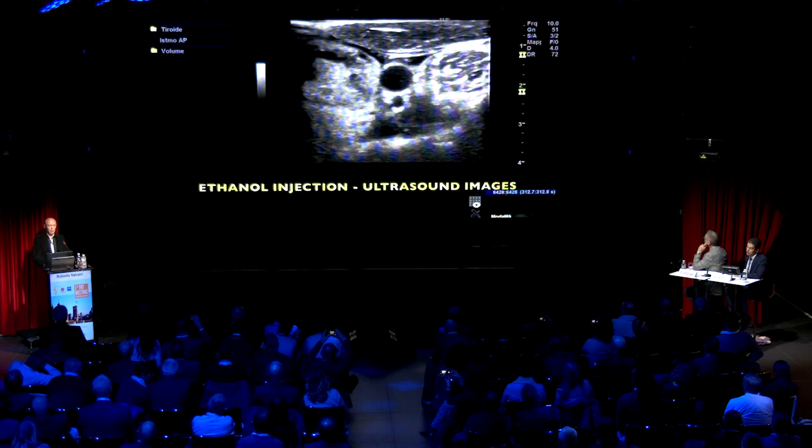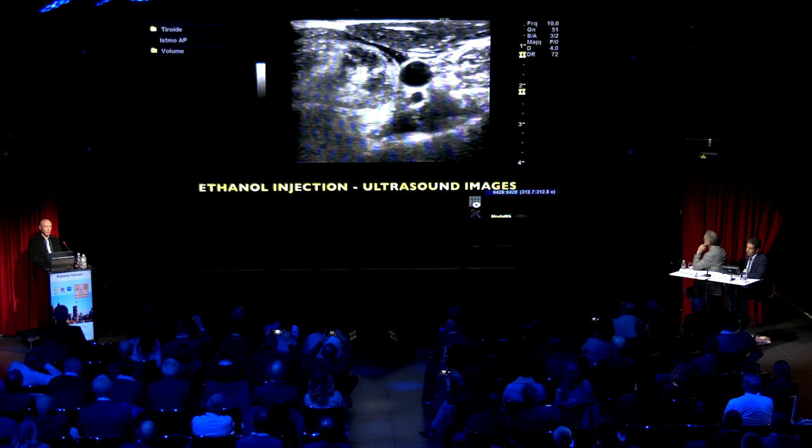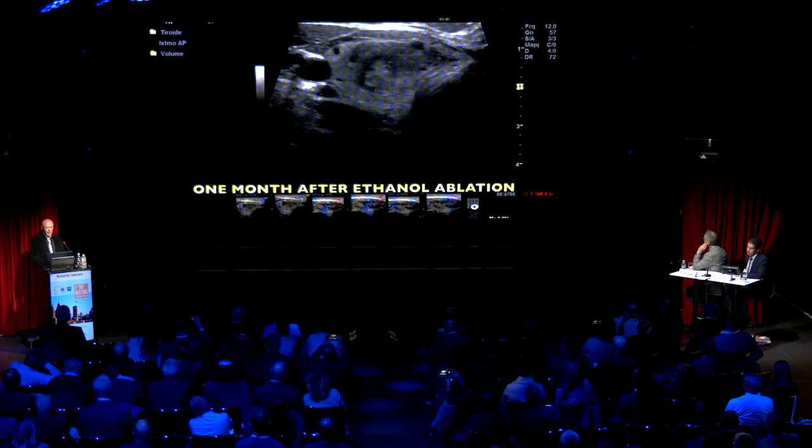You will see now the images by ultrasound and the classic, the typical hyperechoic signal. Only a small amount of alcohol is left behind in order to avoid adhesions. So this is the same case 1 month after ethanol ablation.